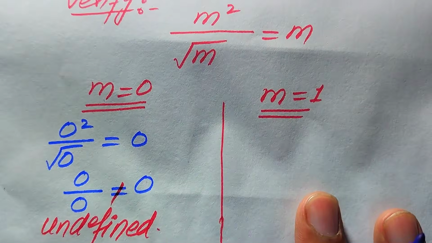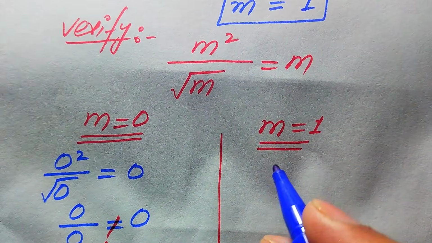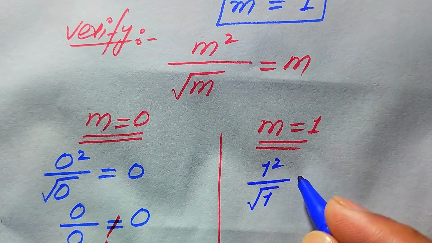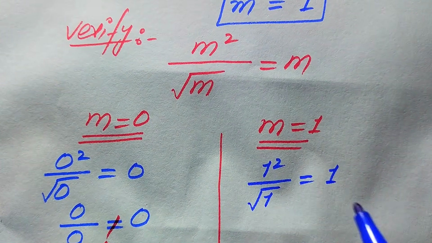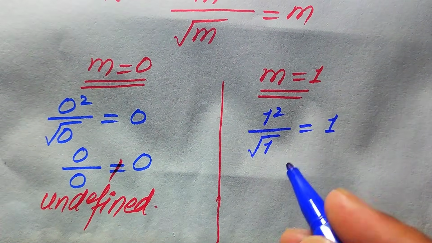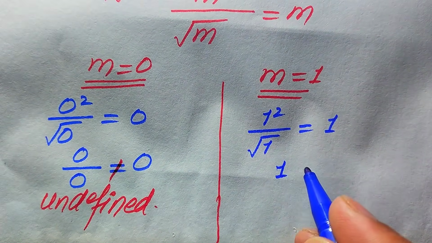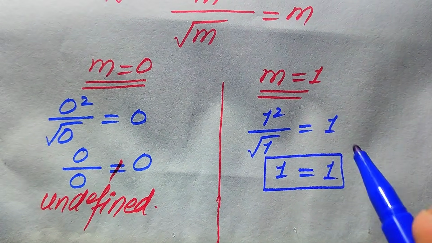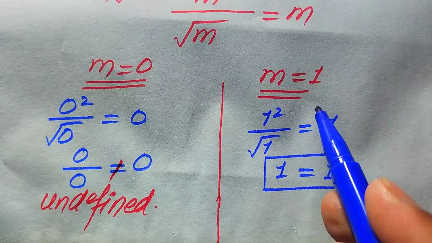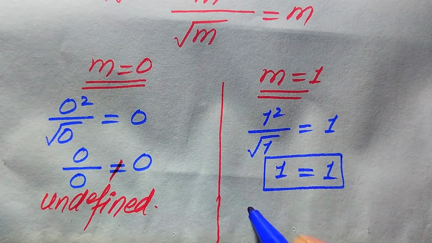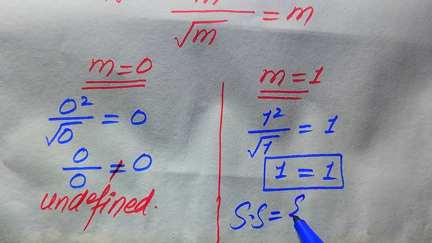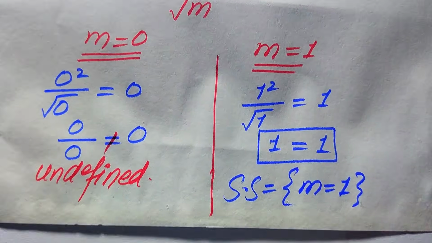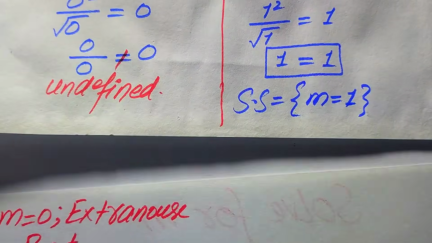The second value of m is 1. So when you put this value here, it will be written as 1 square divided by square root of 1 equals 1. We know that 1 square becomes 1 and square root of 1 is also 1, and 1 divided by 1 equals 1. So here we get 1 equals 1. This shows that the value m equals 1 satisfies our given question statement. So finally, the solution set of this problem is m equals 1. This is the final answer of this question which we get from the first method.